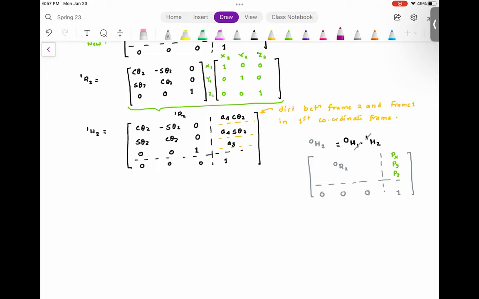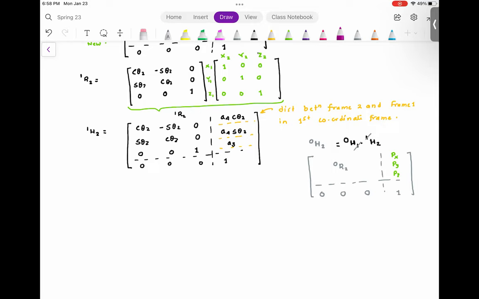And you see, I go from the zeroth frame to the second frame. The second frame is where my end effector is located. So this homogeneous transformation matrix, which is the product of 0H1 and 1H2, comprises the orientation of the end effector with respect to the zeroth frame, and the position of the end effector with respect to the zeroth frame in the zeroth coordinate system. Remember, this is always in this coordinate system. So Px is in the zeroth coordinate frame, Py is in the zeroth coordinate frame, Pz is in the zeroth coordinate frame. Everyone understood this?